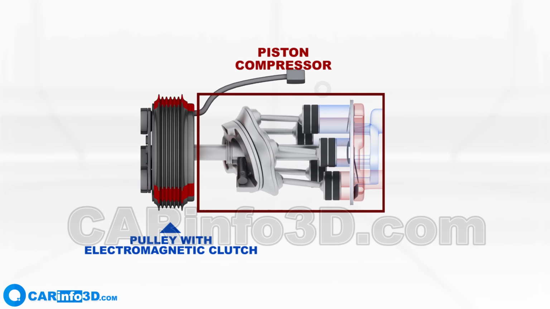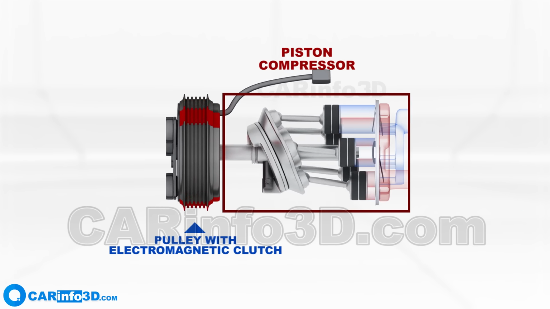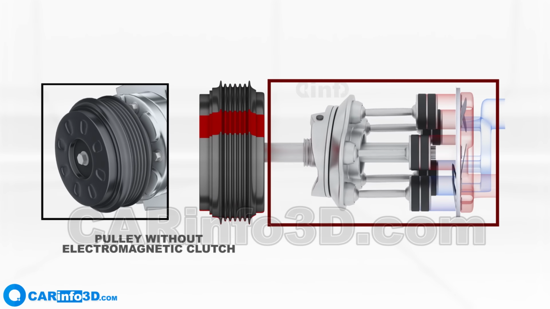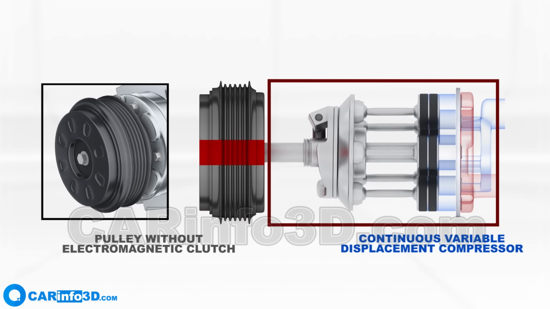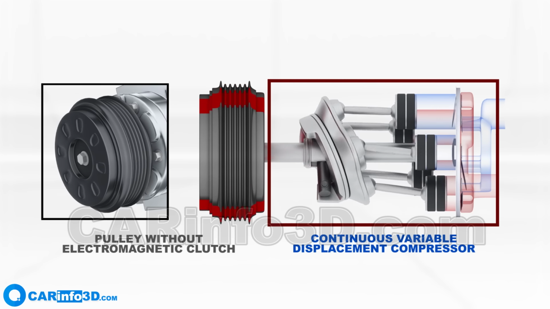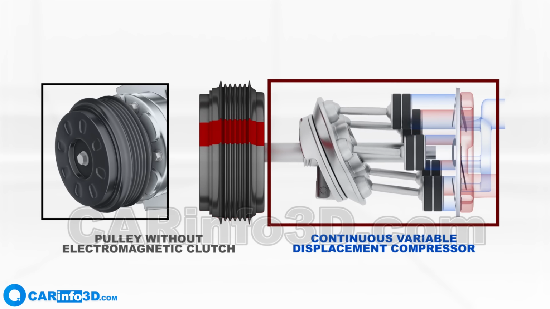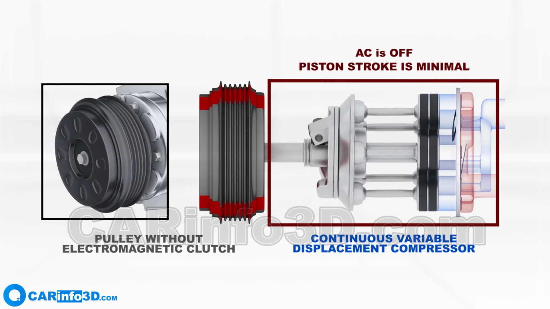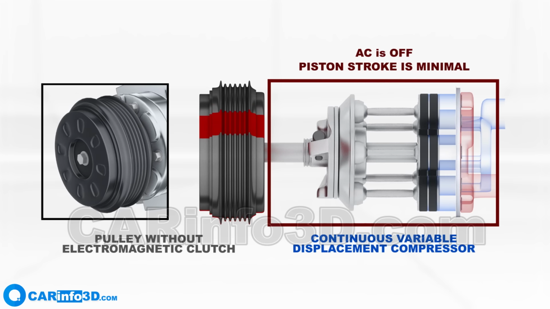Compressor pulleys are mostly equipped with an electromagnetic clutch, but there are also designs without an electromagnetic clutch where the compressor runs continuously. In this situation, the air conditioner is shut off by adjusting the compressor capacity. When the air conditioner is turned off, the compressor continues to operate with a low, near-zero load on the engine.